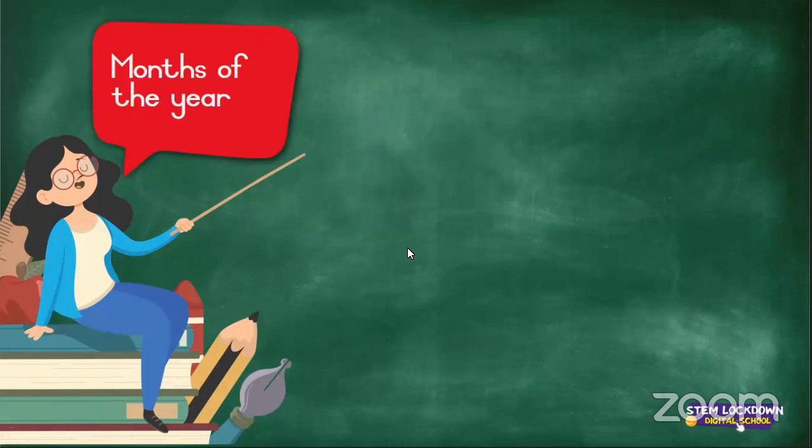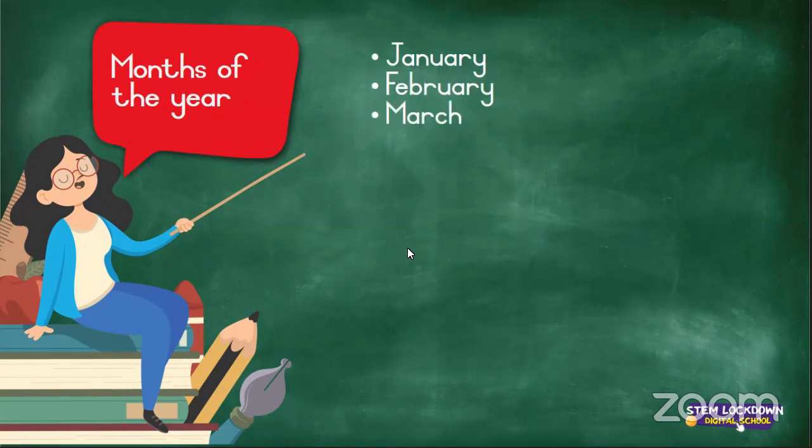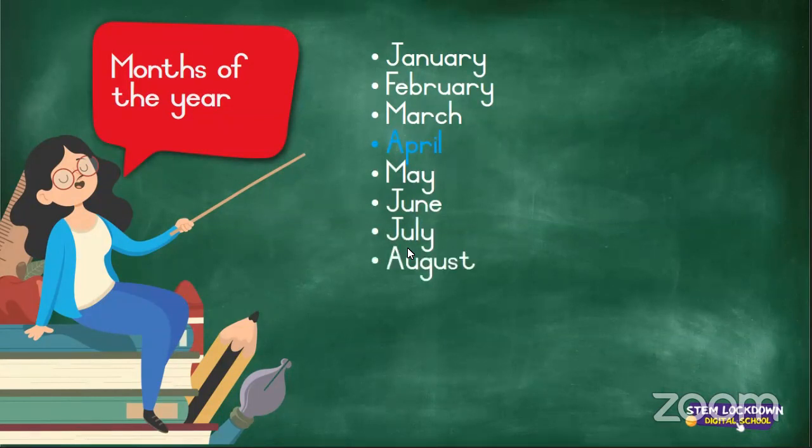What is the first month we have in the year? What's the first month of the year? We said January. January. Good. February. Say with me. March. April. May. June. July. August. September. October. November.